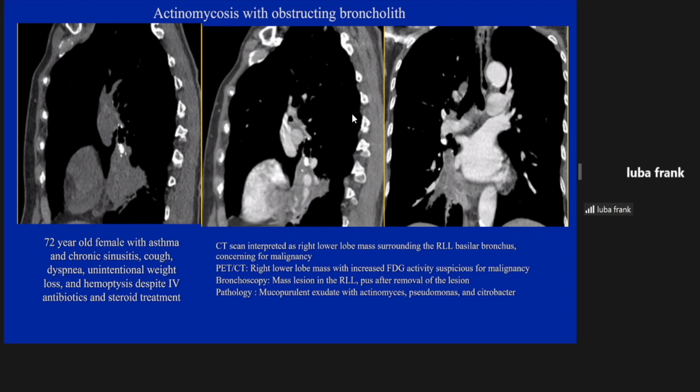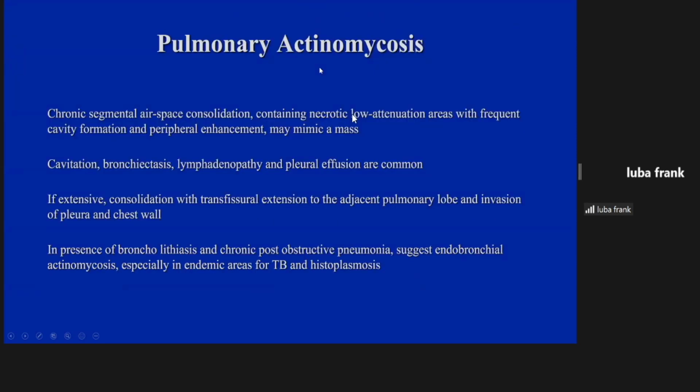Bronchoscopy was done and detected the lesion in the right lower lobe, the lesion that was removed with a lot of pus going out of the bronchus after removal. And finally, the final pathology was actinomycosis. So this is a case of actinomycosis with an obstructing broncholith. This patient still did not improve and had to go for lobectomy, as I mentioned, as a final treatment.